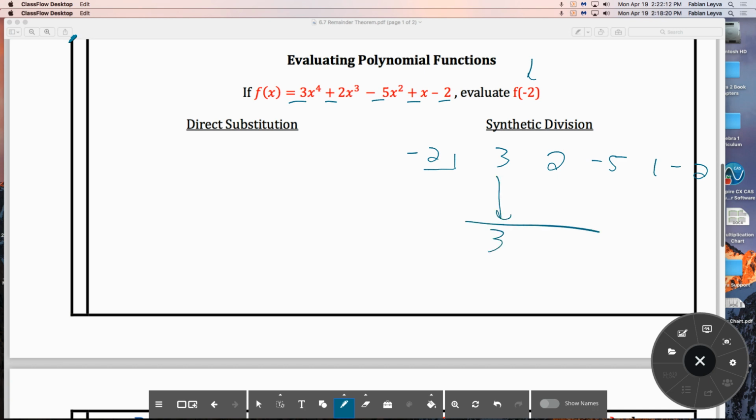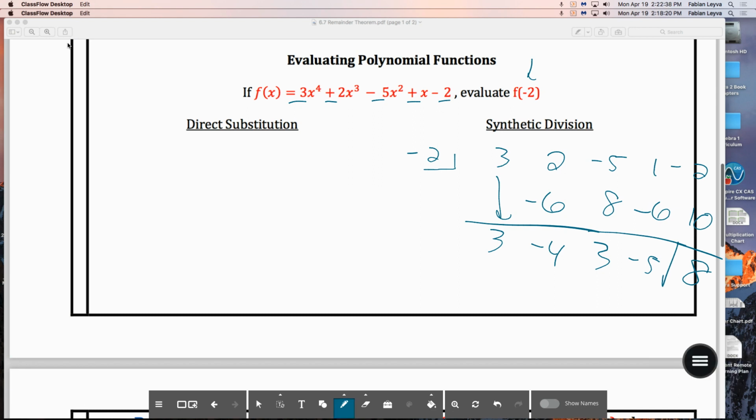Let's drop down our 3. Remember, anything underneath the line you multiply. So negative 2 times 3 is a negative 6. You add, which in this situation would be 2 plus negative 6, which is a negative 4. Multiply gives you that positive 8. Add them, which is a positive 3. Multiply, negative 6. Add them, negative 5. Multiply equals a positive 10. And you finally get to that remainder, which is your solution, a positive 8. If you have trust issues or something like that, of course, plug it in and solve it using direct substitution. You'll notice that you do get an 8 out. And that's pretty much it.